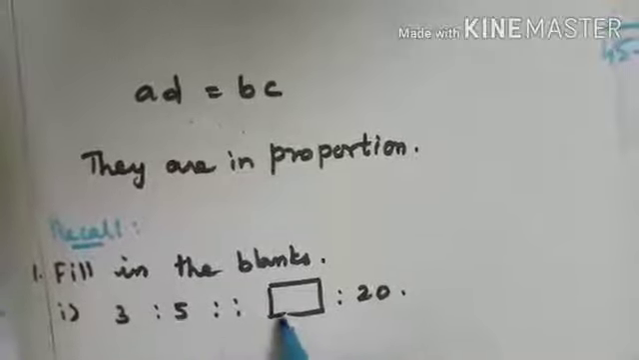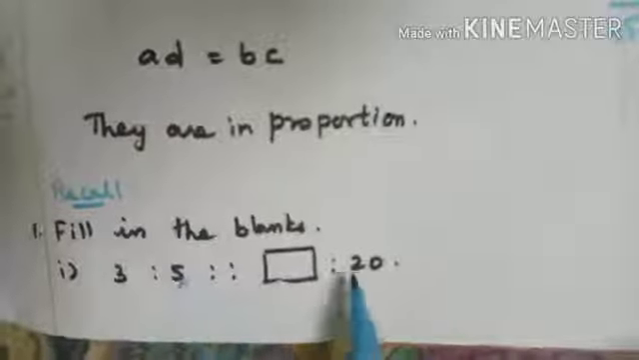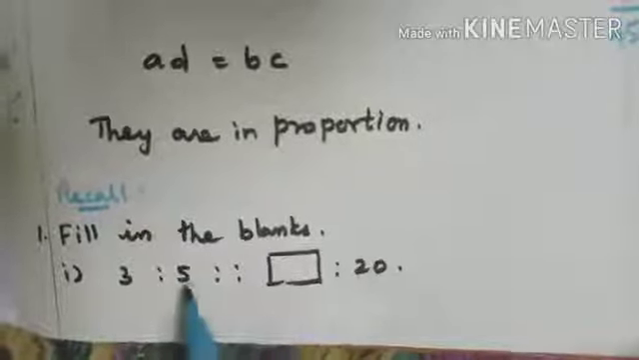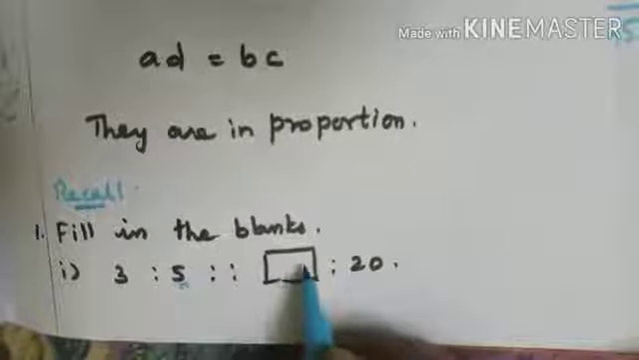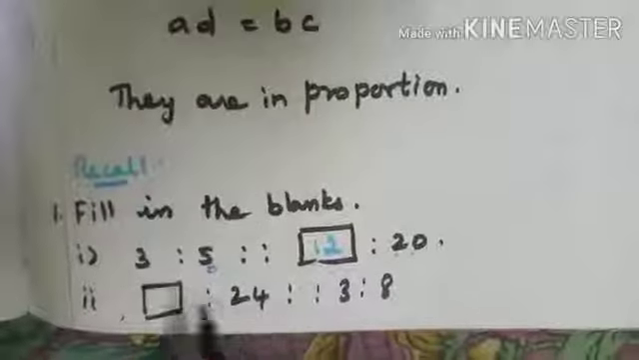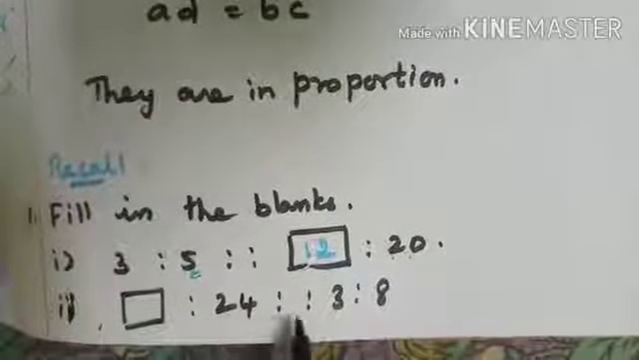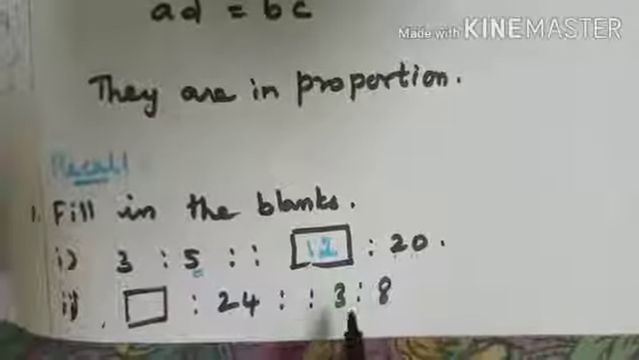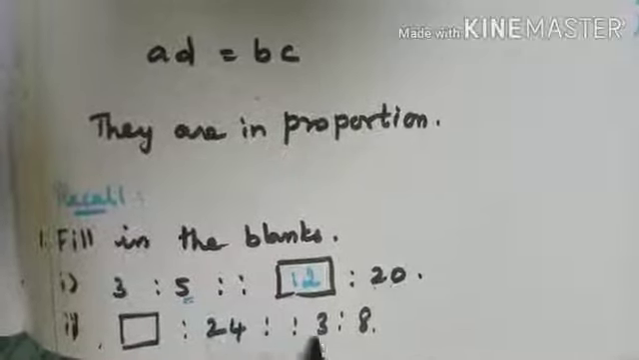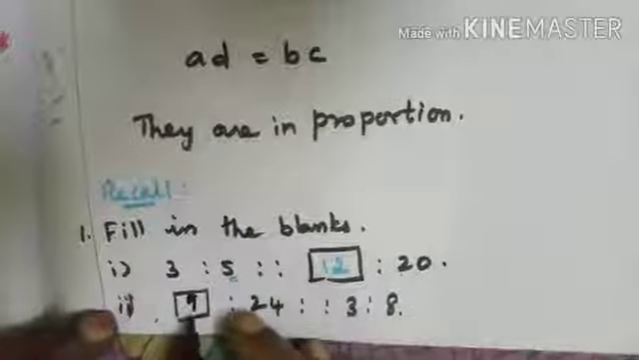Therefore recall, fill in the blanks. 3:5 is to a box is to 20. So 5 fours are 20. Here 3 fours are 12. Second question. Here box is given is to 24, 3 is to 8. See, 8 threes are 24. Therefore 3 threes are 9. So here what will be coming? 9. Okay children, thank you.